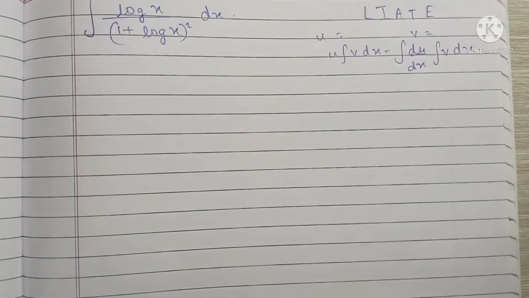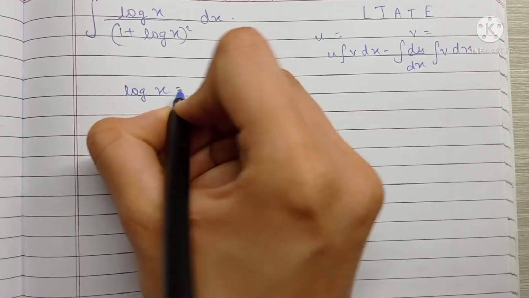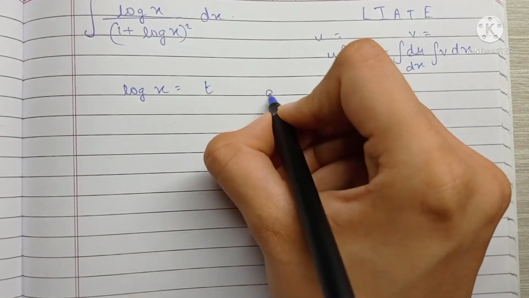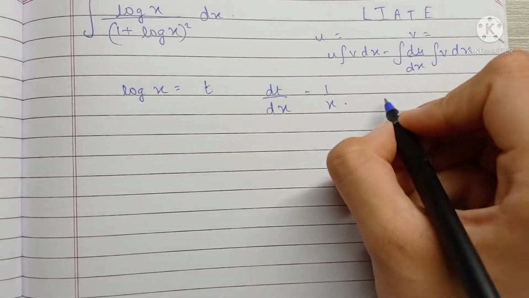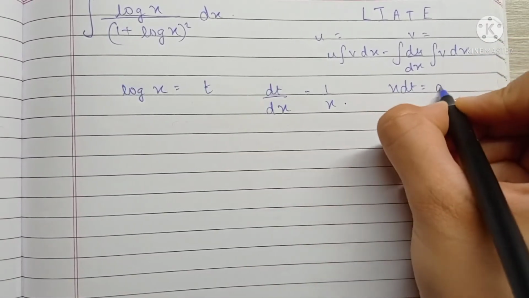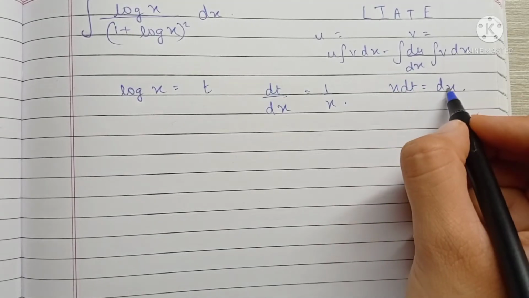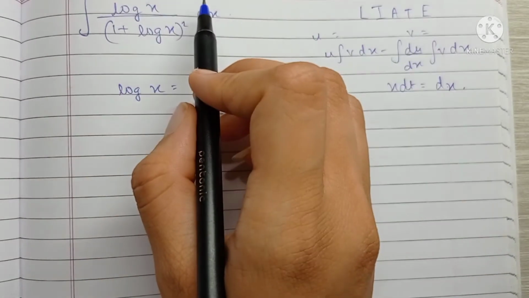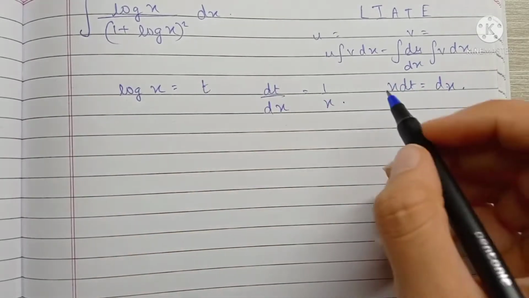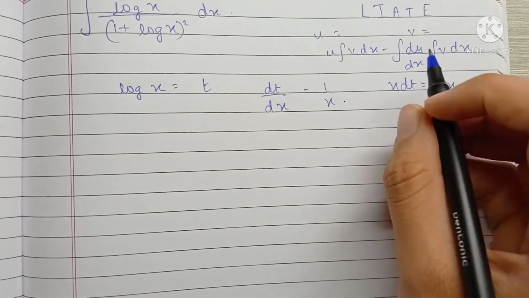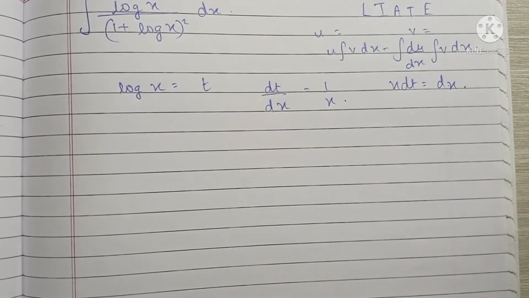So let's begin. First of all, we'll be substituting log x as t, which means that the differentiation of t is 1 by x. So x dt is dx. But even though we can place this in place of dx in the integral, since we are substituting the terms of x as t, we cannot have an x in the integral when everything else will be in the terms of t.